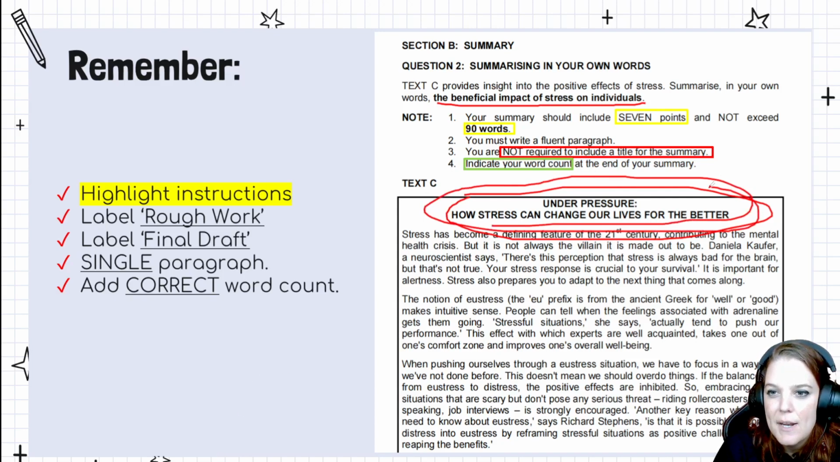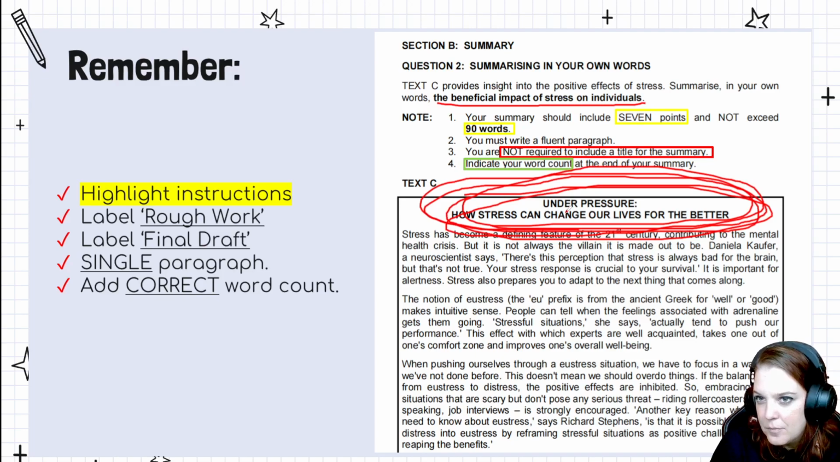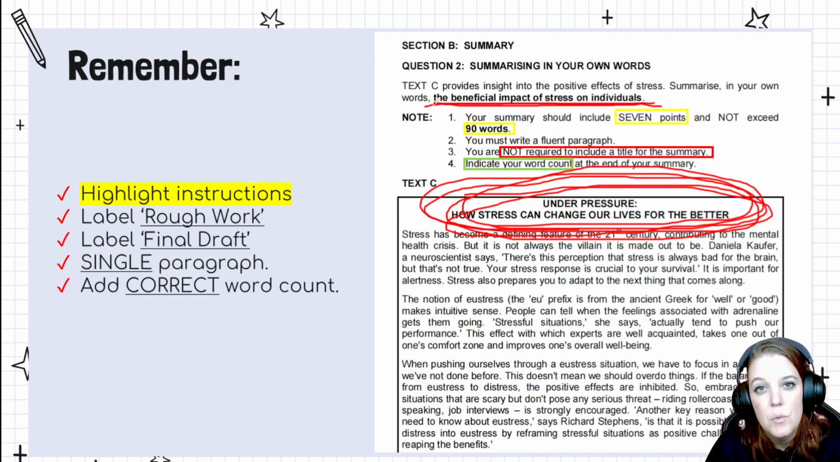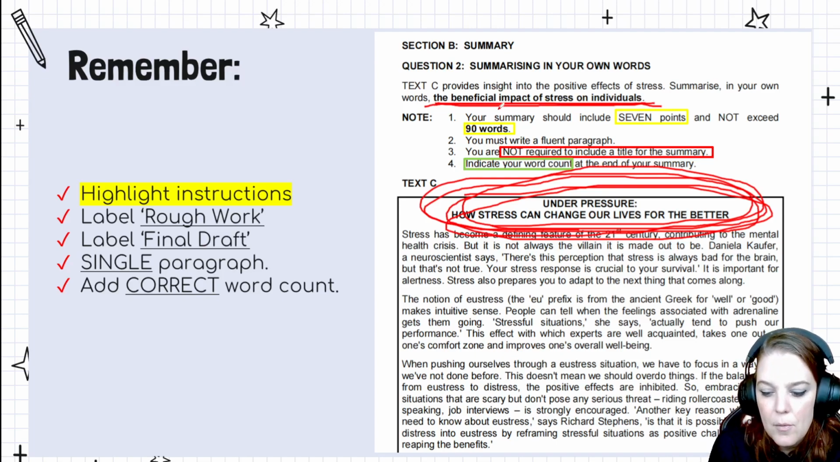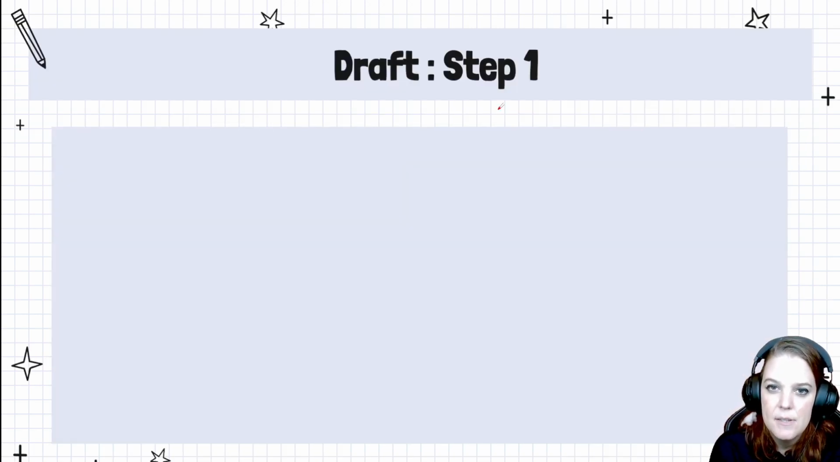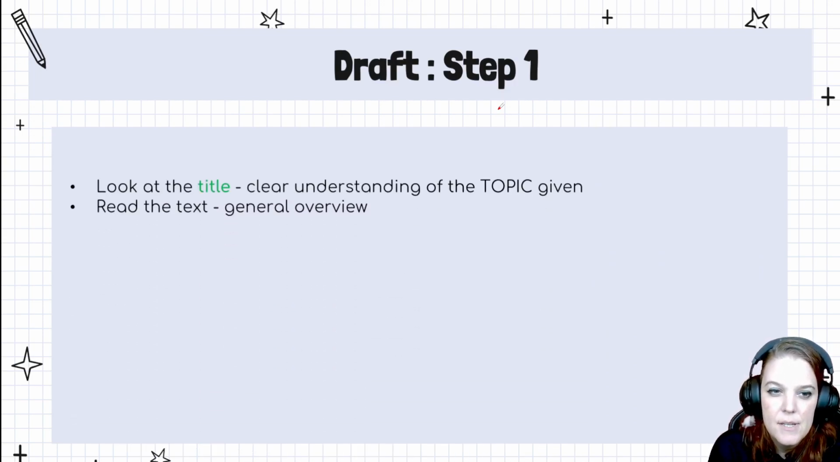It is good to read and understand what this little text is about, but that's not the main point of the summary. The main point here is to find the benefits of the impact of stress on individuals. So look up here at the top to find what you should be summarizing, or how you should be summarizing this text.